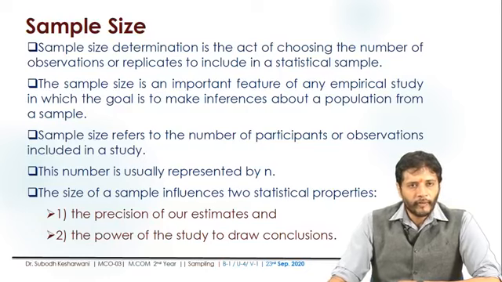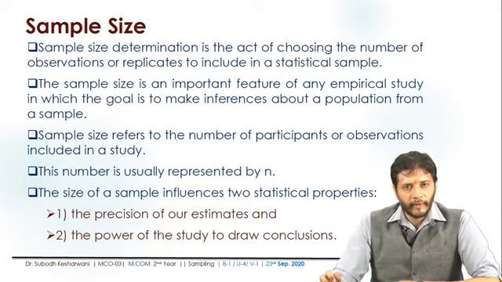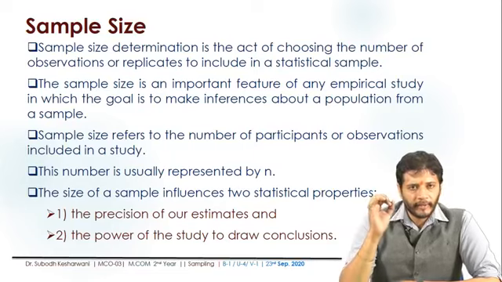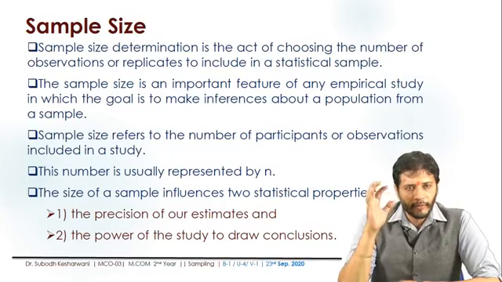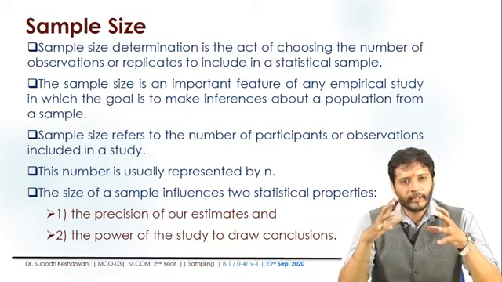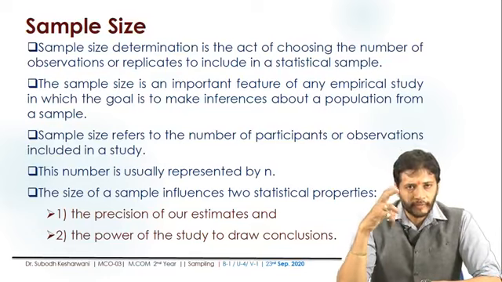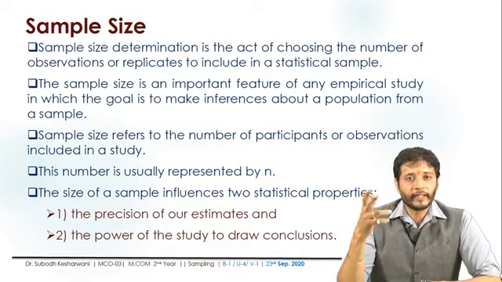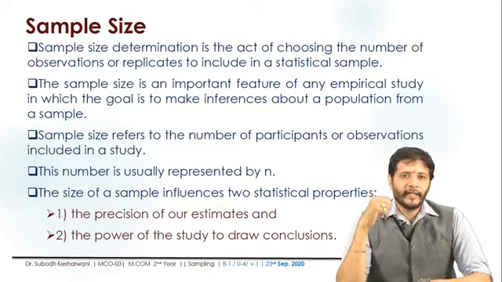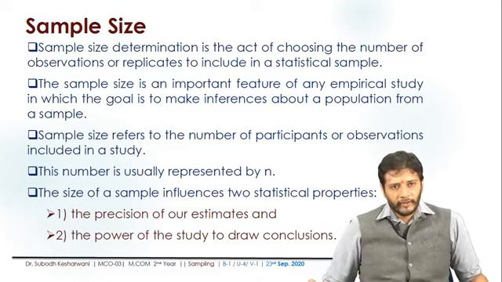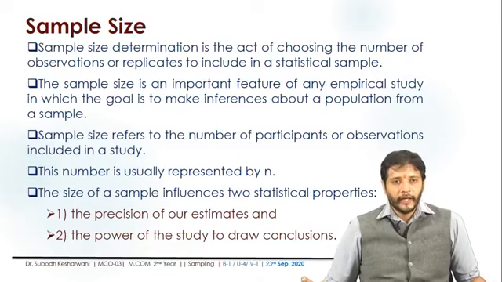So sample size is very important, and it requires certain mathematics and certain methodology, which we will definitely talk about when we are talking about the methods. As far as the sampling method is concerned, sample size determination is the act of choosing the number of observations or replicates to include in a statistical sample. The sample size is an important feature of any empirical study. That is very true. When you collect first-hand information, or primary data, it is usually called an empirical study, in which the goal is to make inferences about the population from a sample.